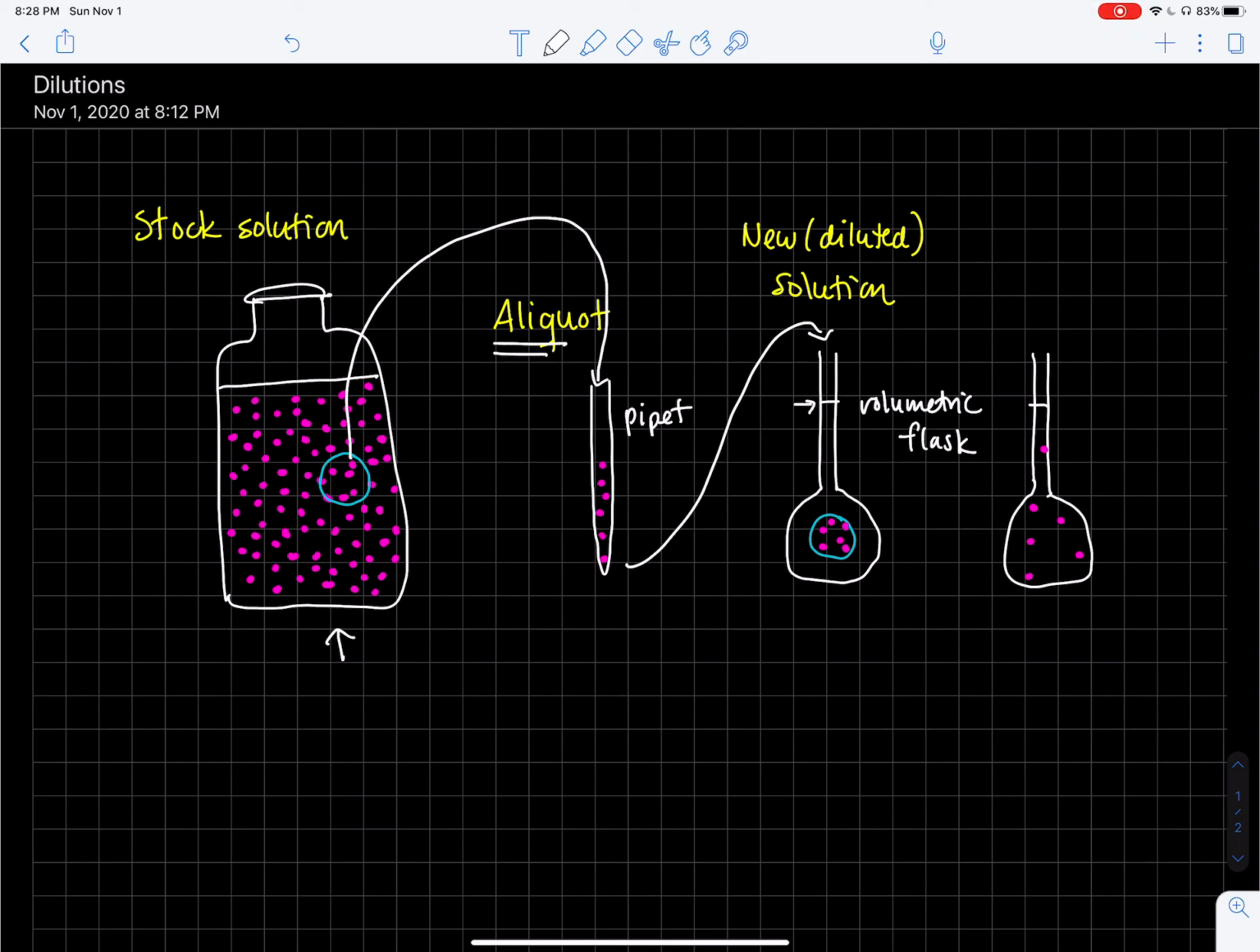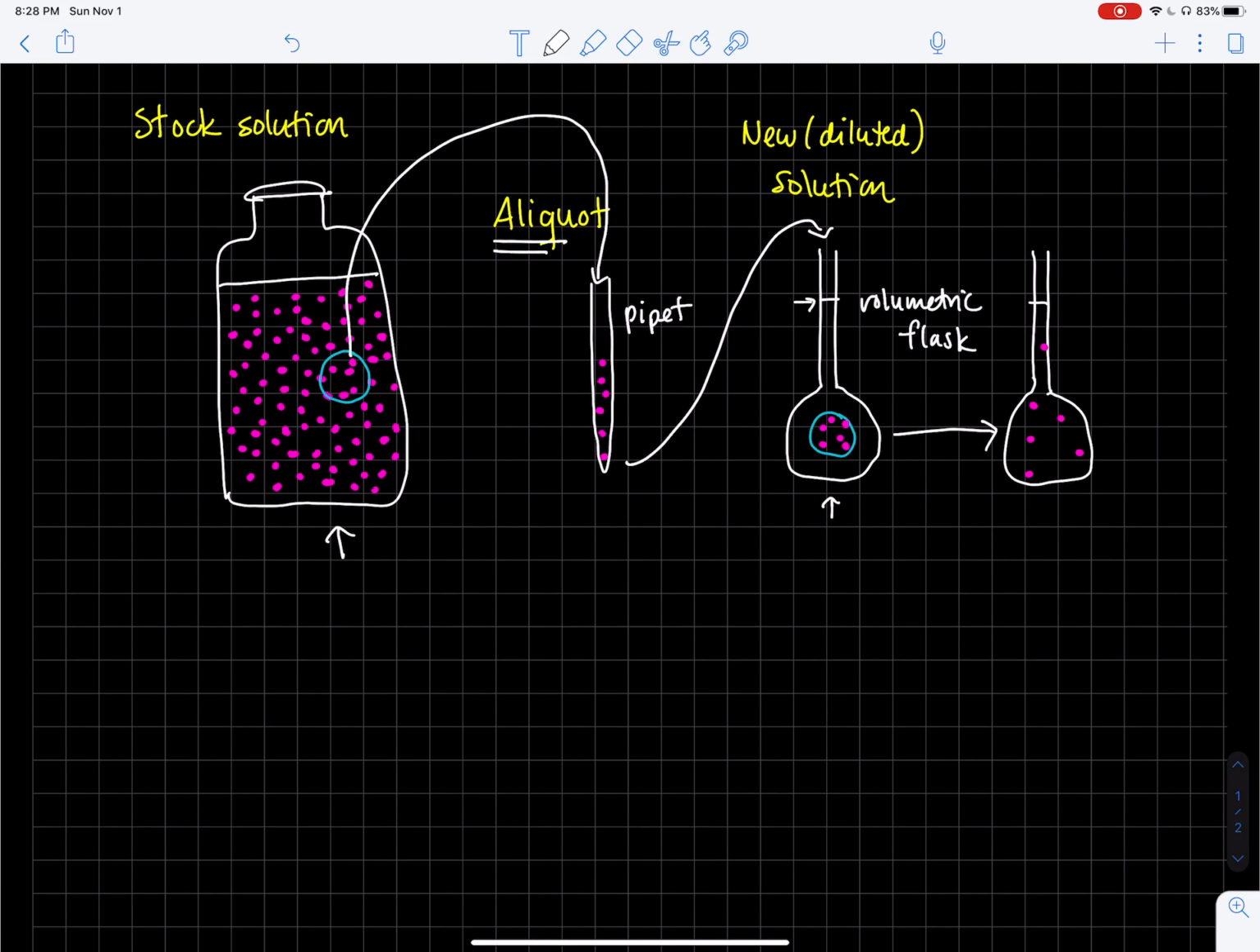I'm showing two pictures here. The first imaginary picture is when you first put the aliquot in, and then of course, once you fill it with water, the solute that was in the aliquot disperses to make a new diluted solution, and diluted means it's less concentrated than the original. So we want to talk about how to calculate some things about this.